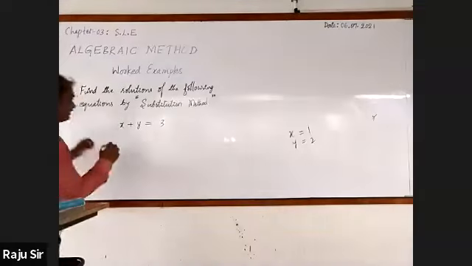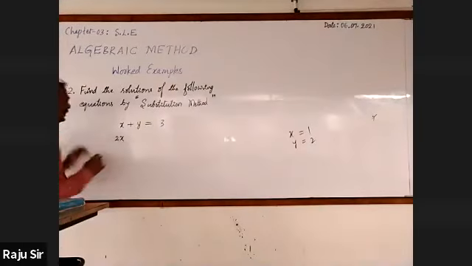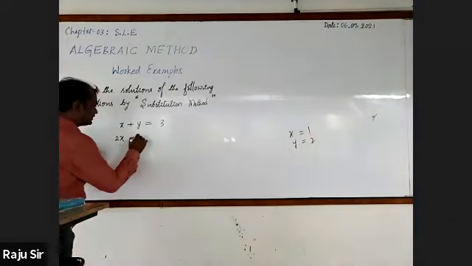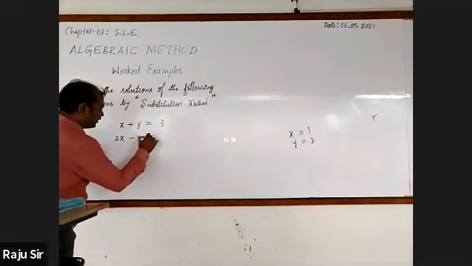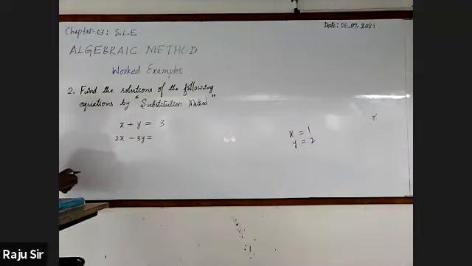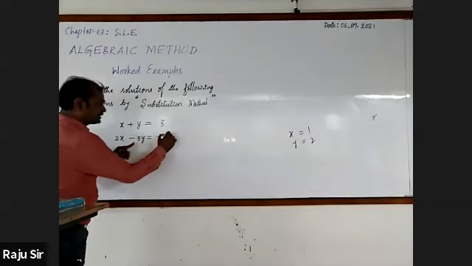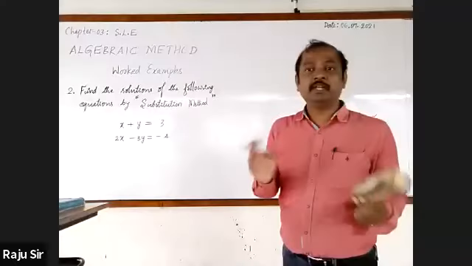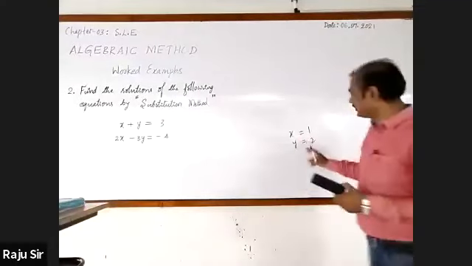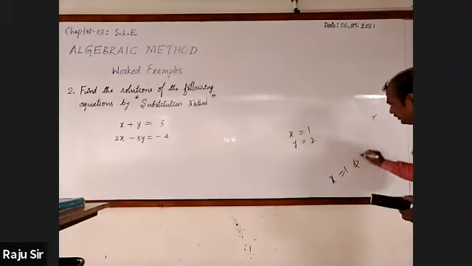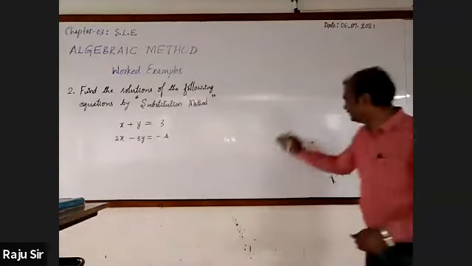Next, another one. Just answer. 2x minus 3y. What will it be? Minus 4, sir. Okay. We have only framed our own equations, but their final answer is already known. x is 1 and y is 2, as Sudarshan said.